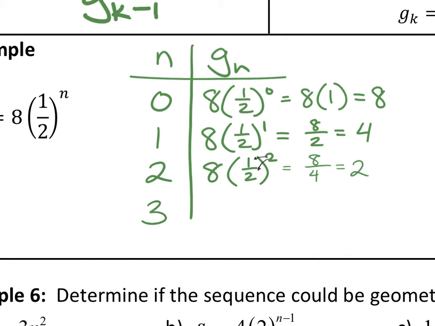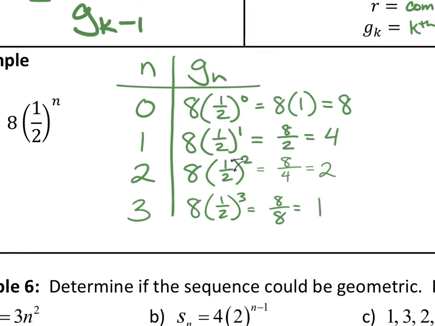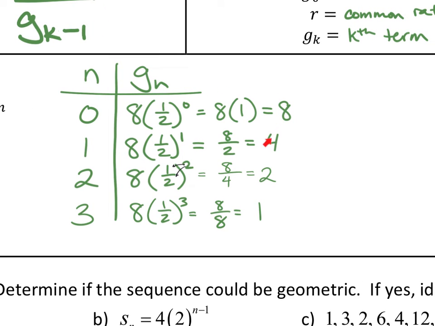We'll just do one more for good measure. 8 times 1/2 raised to the third power. What would 1/2 raised to the third power be? 1/8. So this is like 8 divided by 8, which is 1. What do you notice about all of these outputs? If we go from 8 to 4 to 2 to 1, what has happened every time? We've divided by 2 because our common ratio is 1/2. That makes a lot of sense.